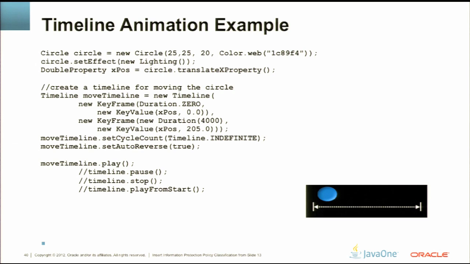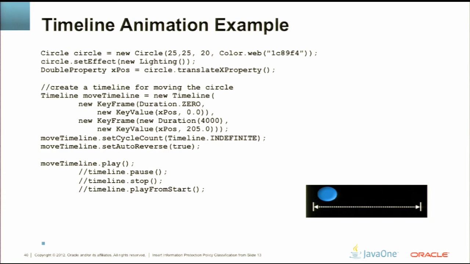So what we do is we create a circle and we set whatever properties we want on that in terms of lighting and colour and so on. And then we need the property that is going to represent the thing that we want to change. In this case, we're looking at the translate in the x-axis property, so where we translate on the x-axis. So we can retrieve that from the circle, and that's a double property, so double value property. The timeline is going to use that, and we're effectively binding the property that we have to the values that are going to be changed.